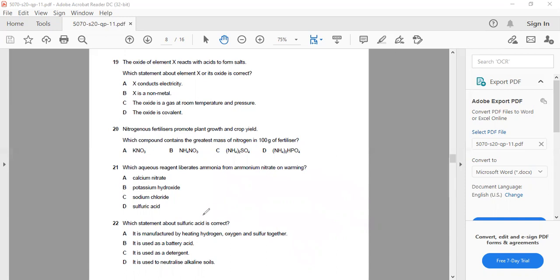Number 22. Which statement about sulfuric acid is correct? I think this is the easiest question. It is used as battery acid. As a detergent, we don't use it. We don't use sulfuric acid to neutralize alkaline solid because it's too strong. We use calcium carbonate. No, it is not prepared by this method.